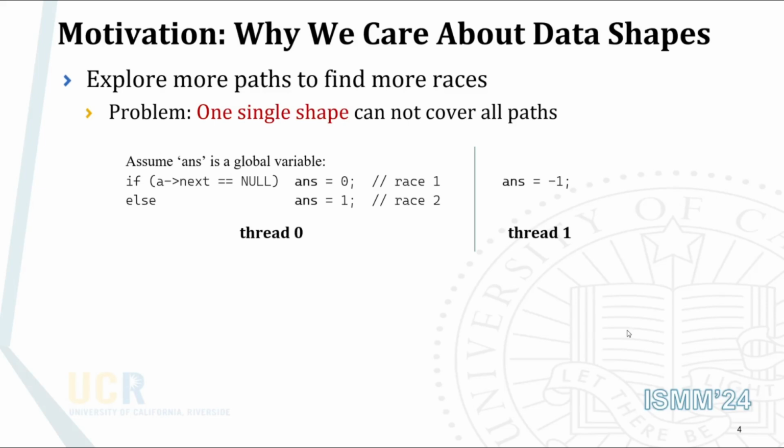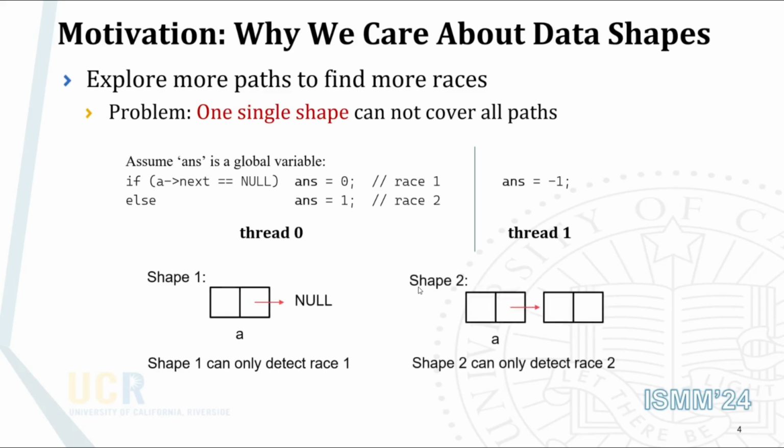Let's consider a case where we want to expose more paths in programs with concurrent data structures. For example, we assume S is a global object, a global variable. In thread 0, there are two reads that happen in two paths, with thread 1 doing two writes. However, if we look at the conditions of those two paths, one requires the next pointer to equal null and the other requires not null. So we have to use two different shapes to expose the races. One shape can only expose read 1 or read 2. You can never expose both using one single shape. Manually finding those shapes is hard, error-prone, and tedious. We wish to automatically generate shapes to execute different paths.